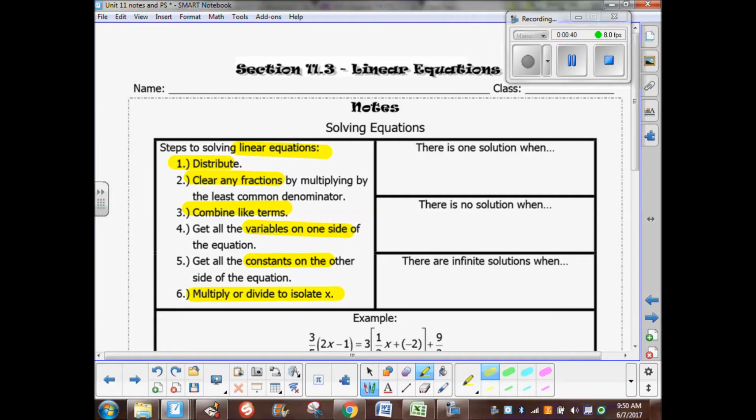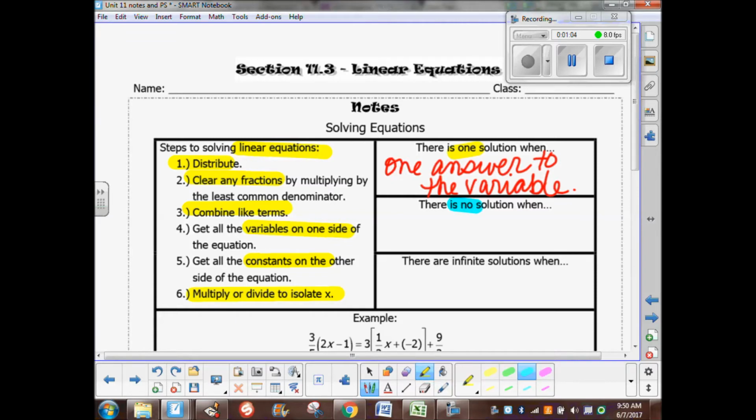So there is one solution when we have one answer to the variable. We get x equals something. That's the one that's most common.